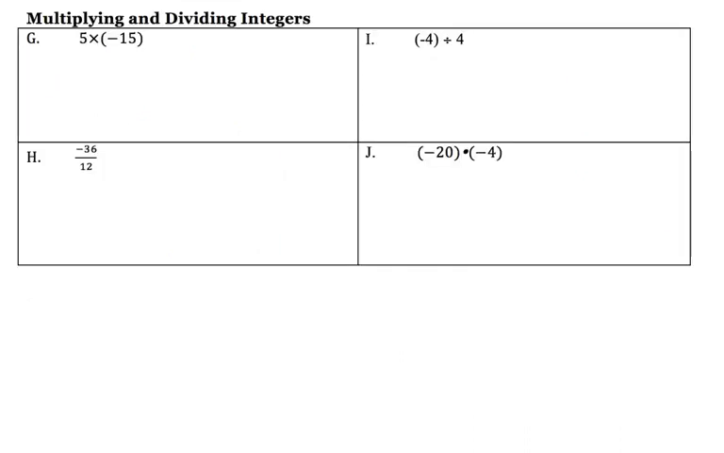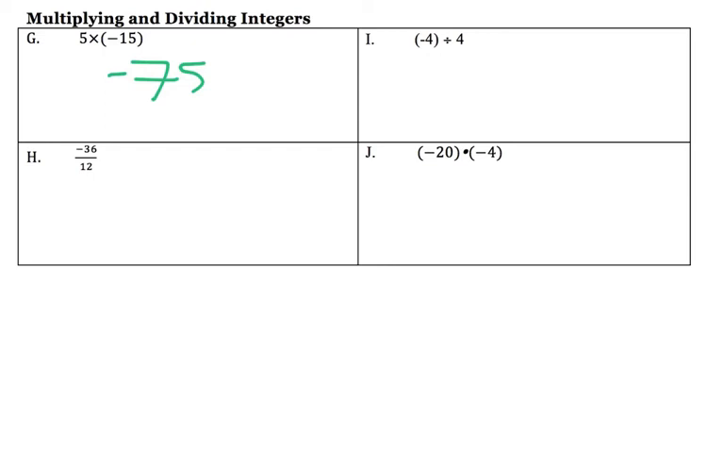All right, and then 5 times 15, I know that that's 75. When you have one negative, the answer is going to be negative when you're multiplying, because 5 and negative 15 have different signs.